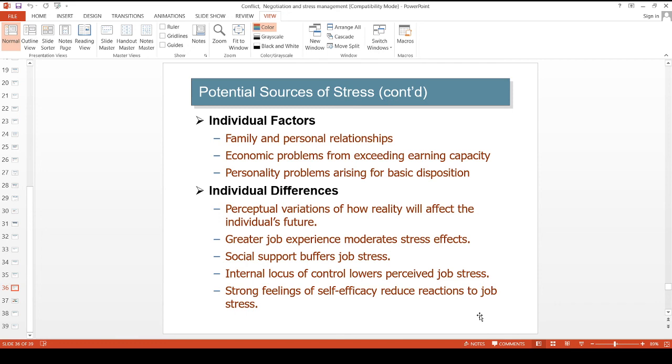Your own perception of something, how you will act in the future, can be a sort of potential stress. Greater job experience moderates stress effects. The more experience you have on the job, the less stress you will face.